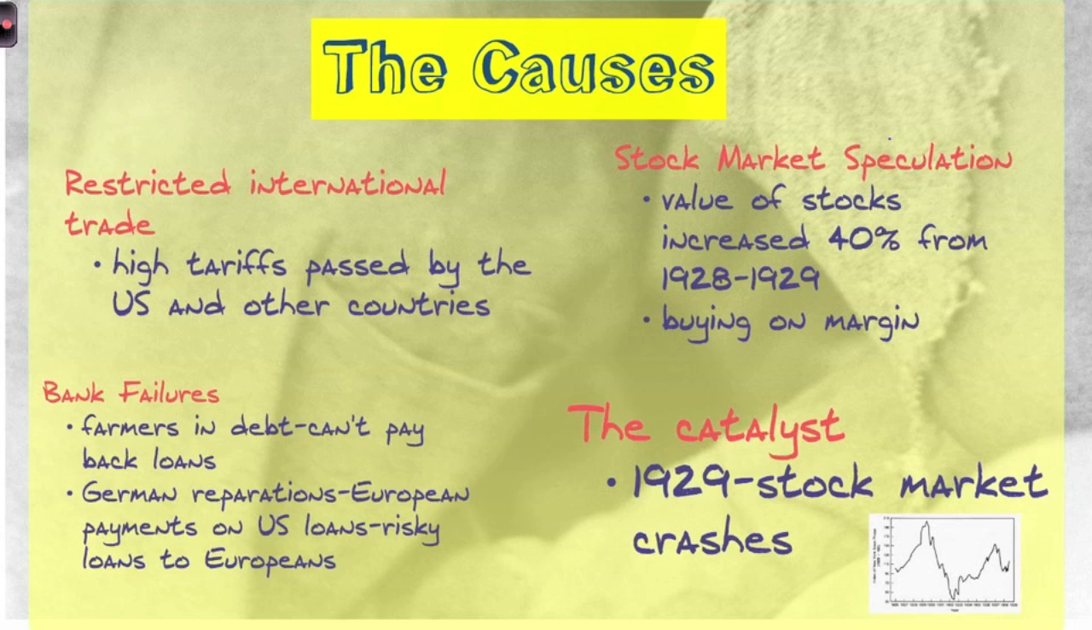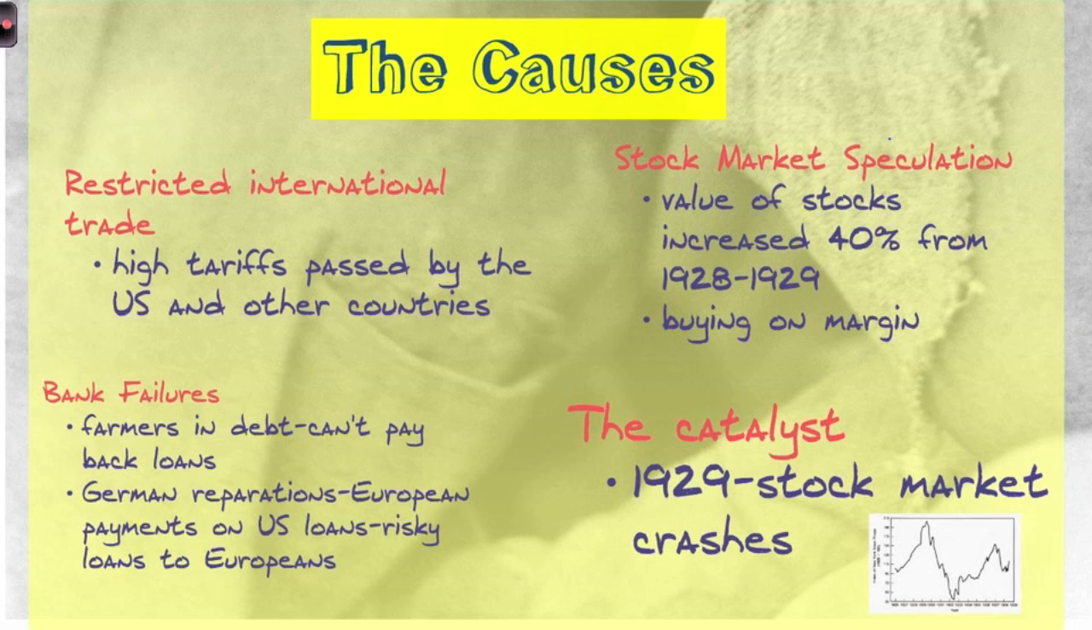Remember, we had a lot of issues in the early 20th century with farmers being in debt and not being able to pay back loans. We're also going to have things happening that are a result of World War I, where you had Germans that were required to pay money back to Europeans, and the Europeans used the German money to pay back the U.S. for loans, so these loans were kind of tricky and weren't really sound for our economy.